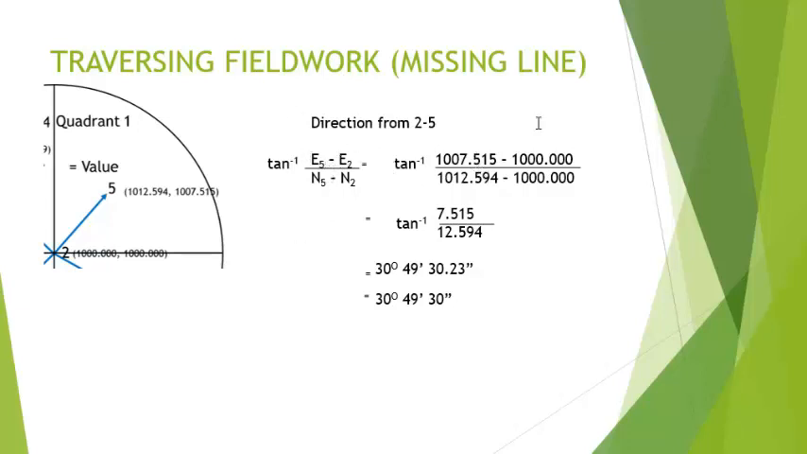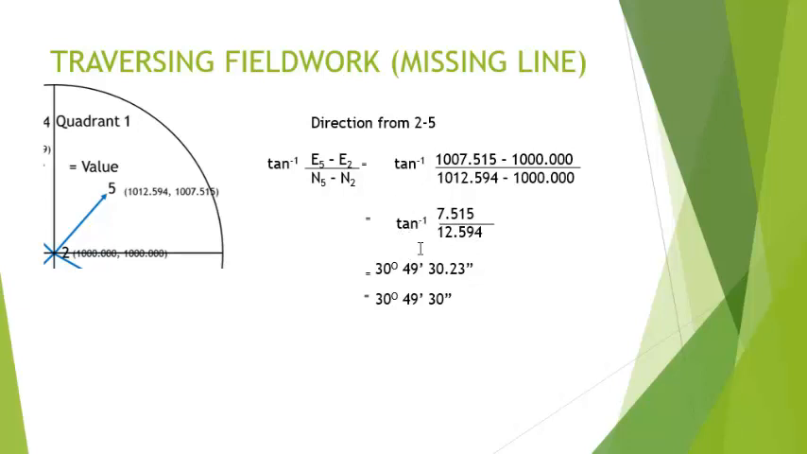Once you have filled in this formula, let's say the easting of station number 5 is this one, 1007.515, minus the station number 2, which is 1000. Similarly, for the northing part, 1012 minus 1000. Then you will get this value.